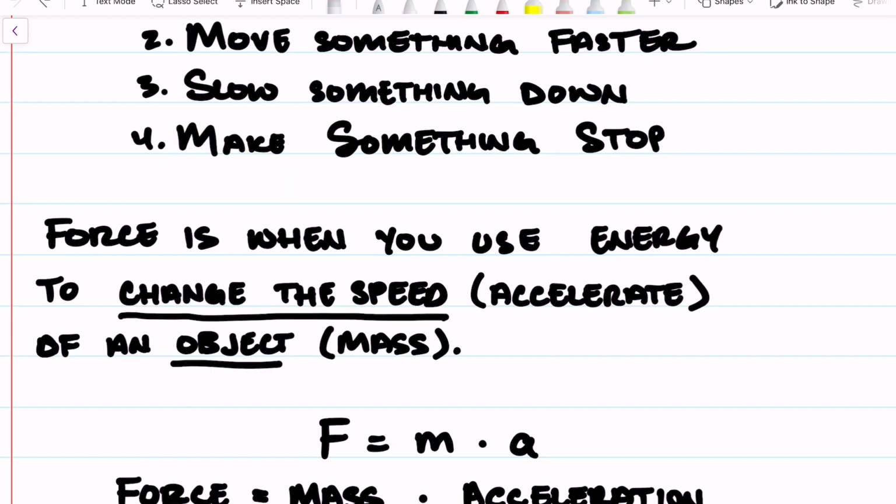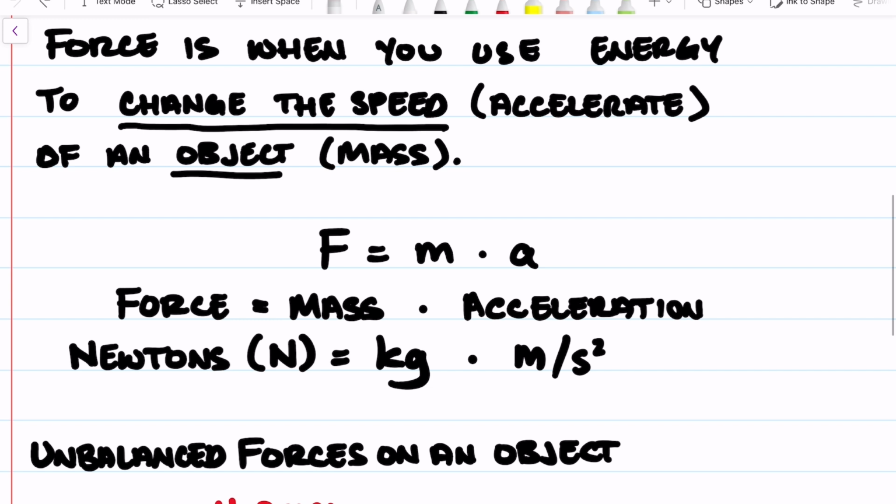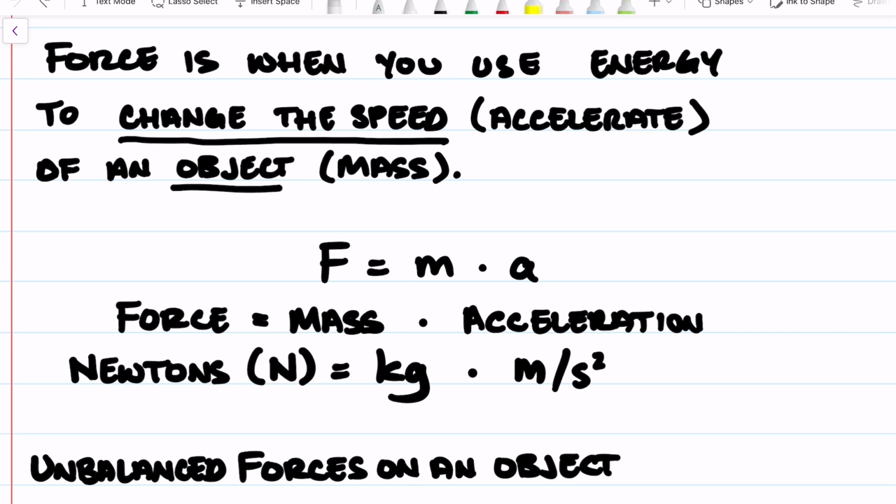So the formula that we use to then explain this is F equals ma. Oh, let me fix that. There we go. So F equals ma right here. That is Newton's famous equation, and what it stands for is you have the force of an object, and that equals mass times acceleration. Now, this is a relationship.